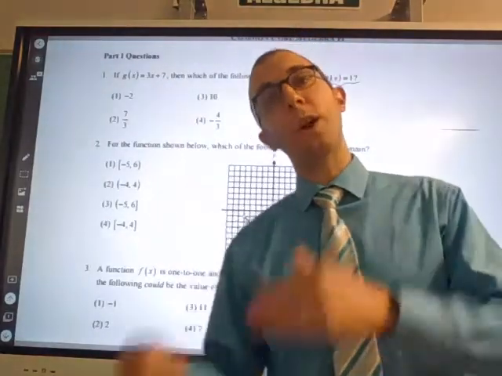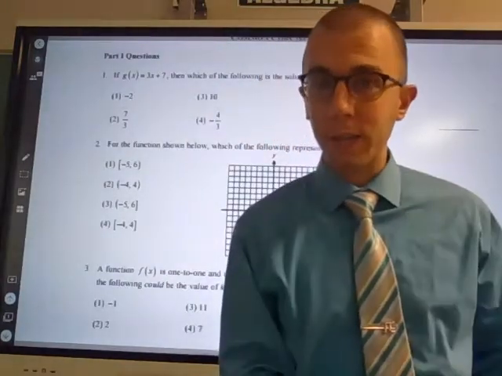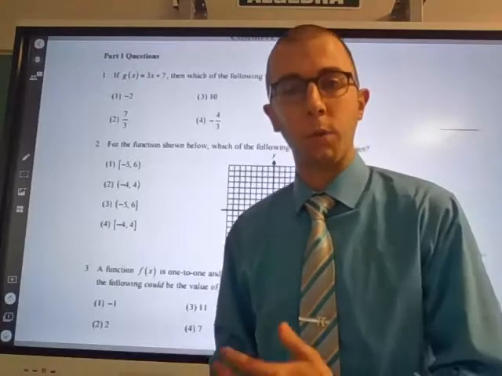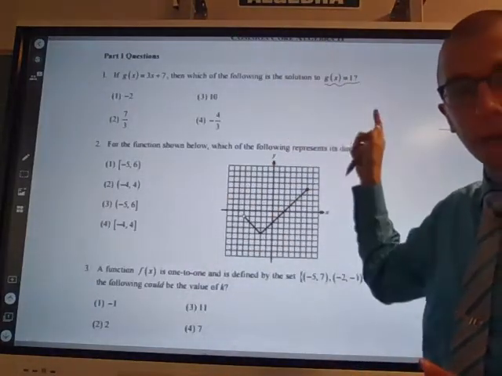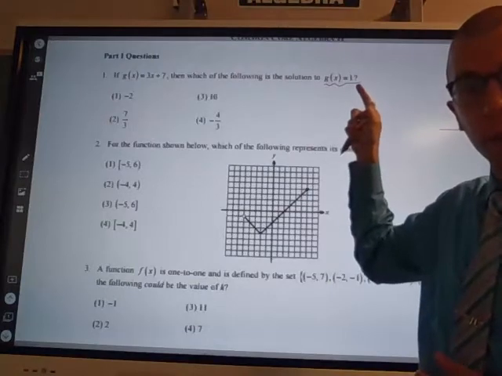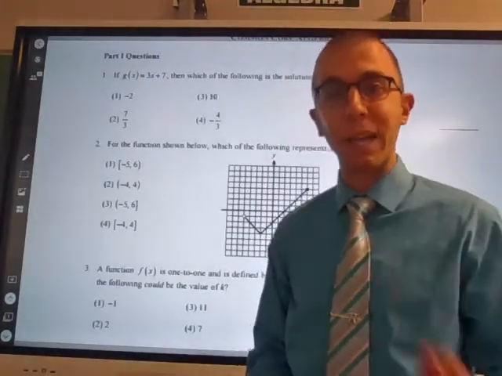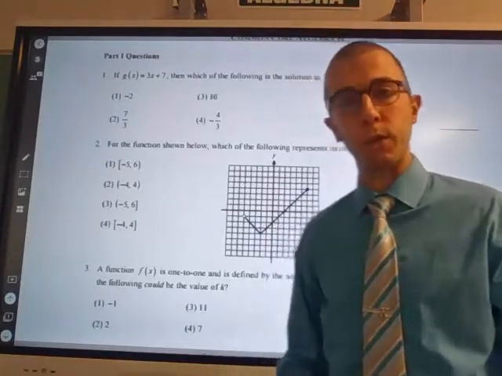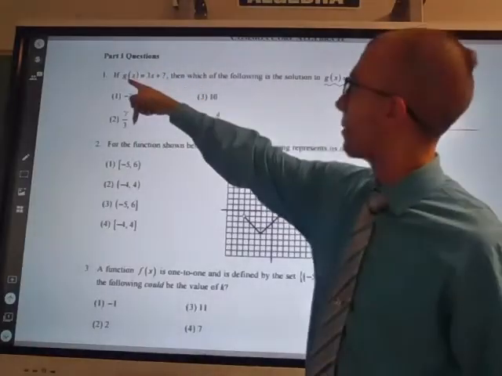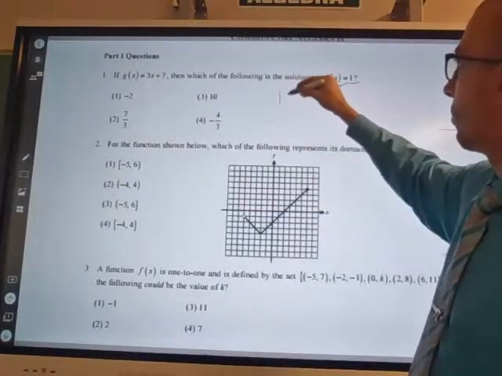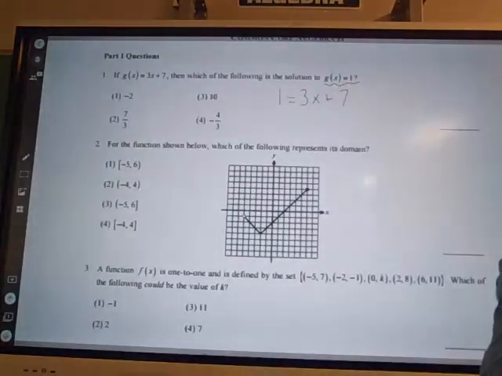We are given the function value, g of x equals 1, and we need to find the value of x that makes the function equal 1. So we're given the output already. This is our output value, our function value, or our y value. We need to find the corresponding x value, or input value. So g of x equals 1. I'm substituting 1 for g of x, so I have 1 equals 3x plus 7.